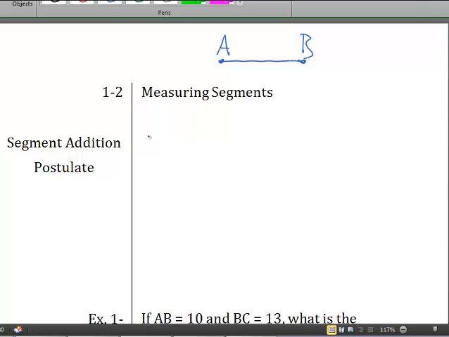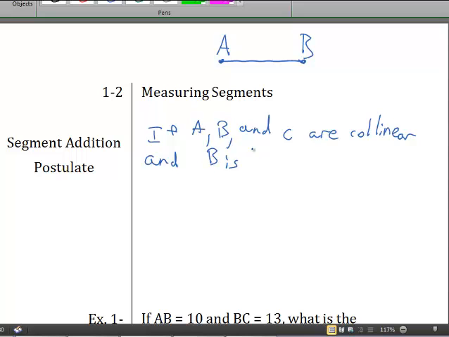The segment addition postulate says that if points A, B, and C are collinear, remember collinear means together on the same line, and B is between A and C. Okay, so let's draw a picture of what that looks like. We have a line, and then we're going to have point A, point B, and then point C at the end.